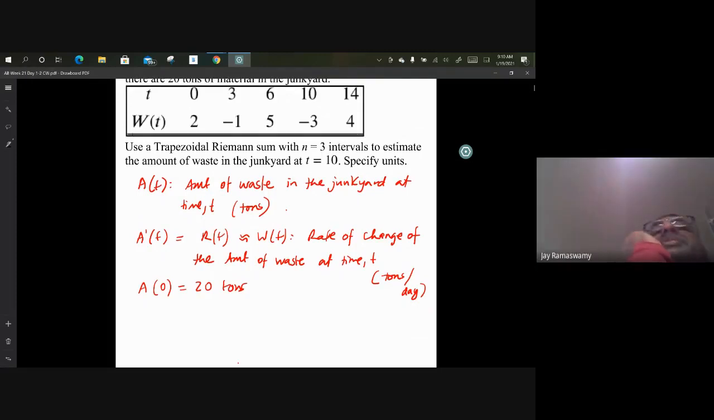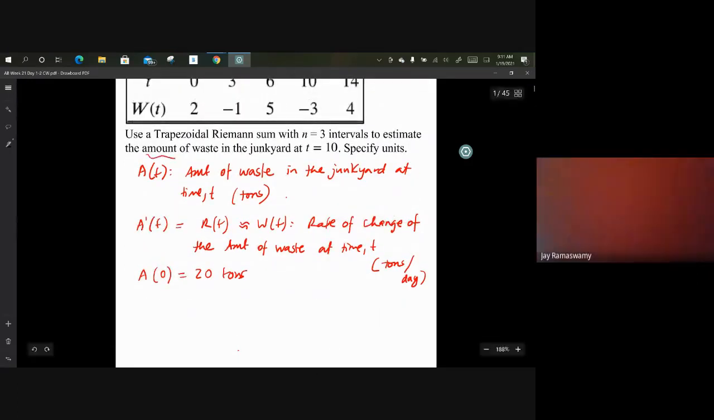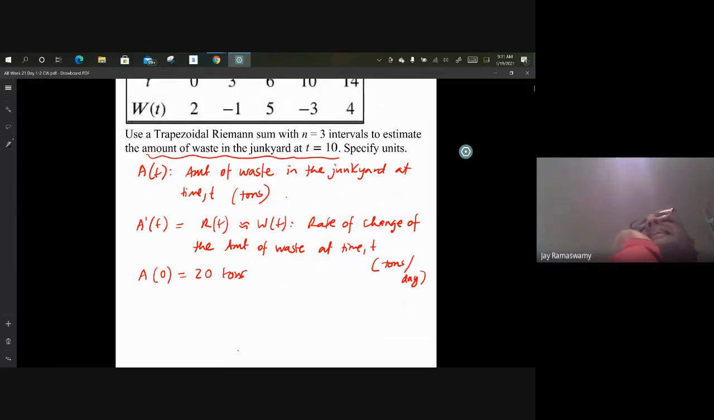Okay, the question says use a trapezoidal Riemann sum with 3 intervals to estimate the amount of waste in the junkyard at t equal to 10. Give me a left-hand side and a right-hand side, please. I want to see you interpret the question exactly the way it's written. It's not a trick question. Do that independently. I may pick on one of you. All of you, please be polite.